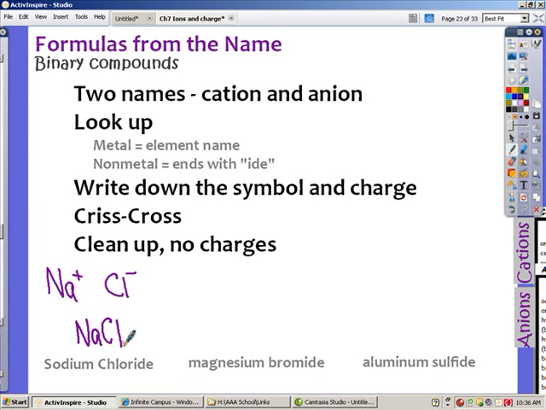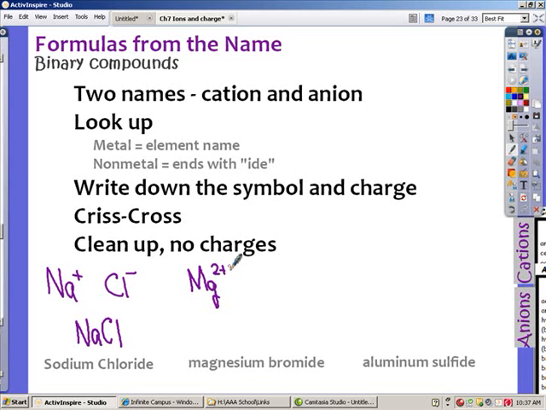Let me try one more, and I'll give you a shot. Magnesium bromide. Again, go into your lists, look for magnesium, and when I look on my list, I see that it is Mg with a 2 plus.